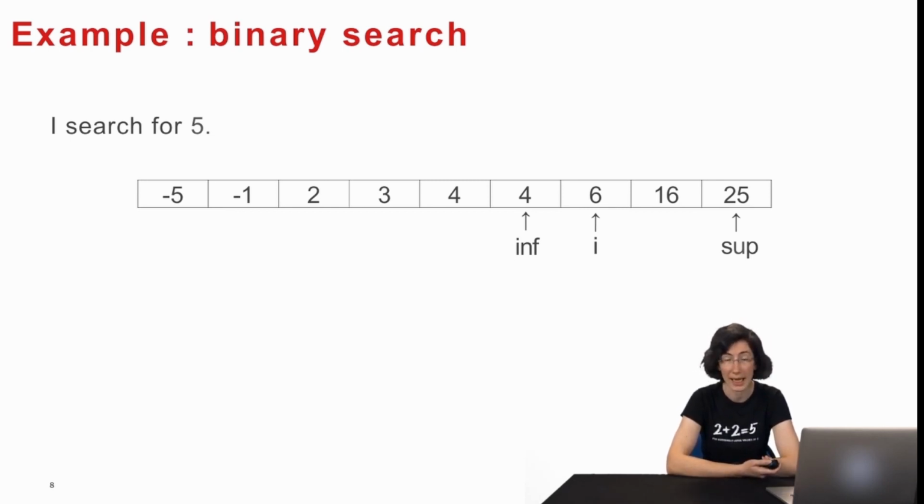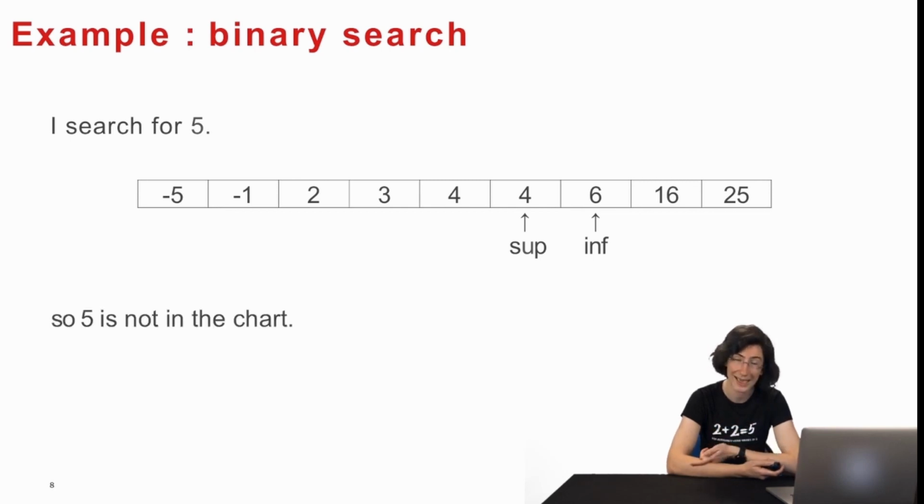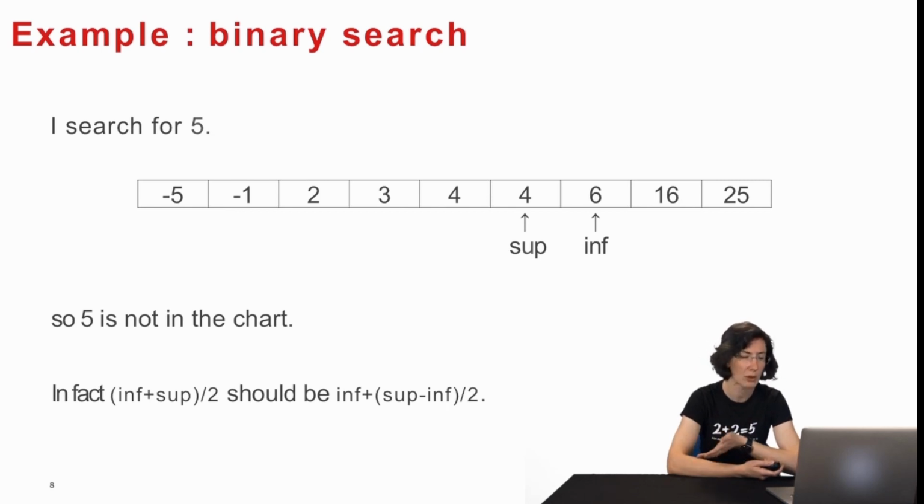Then I calculate the average between inf and sup. The average will be exactly the same value, so pointing towards 4. Of course, I realize that 4 is still not 5, so 5 is in the upper part, so sup and inf have switched places, which allows me to stop the algorithm and say that 5 is not in the chart. Just a quick remark, actually it's better not to calculate inf plus sup divided by 2, but that other expression in order to avoid capacities overload.